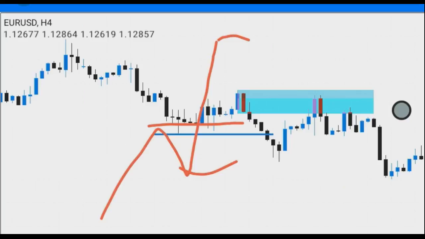Now, remember in our previous videos, we said around this place there will be an OB sitting there. So you are waiting for price to come from the high into that OB, and then you take the trade higher in the case of an uptrend.